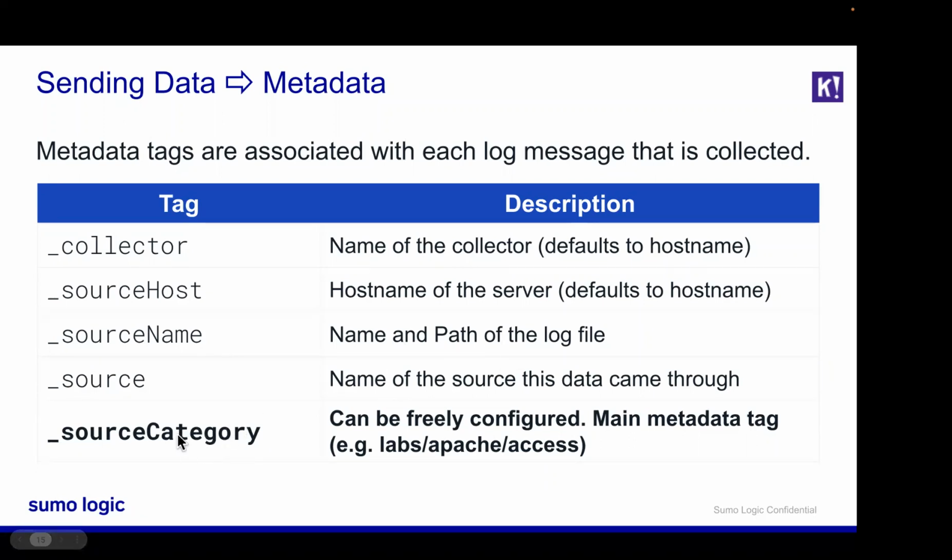You'll notice this one is in bold. That's the recommended, the preferred approach, where we're using the underscore source category and we're equating that to, for example, labs Apache access, or maybe labs Apache error, or maybe dev Apache access, or prod Apache access. So we can freely configure the source category. That's the preferred approach. That's what we're going to utilize. Okay.